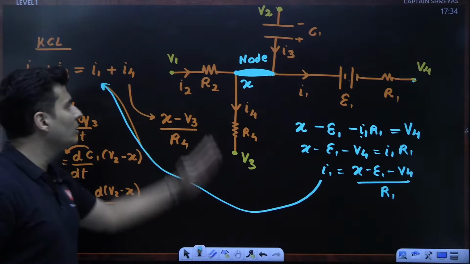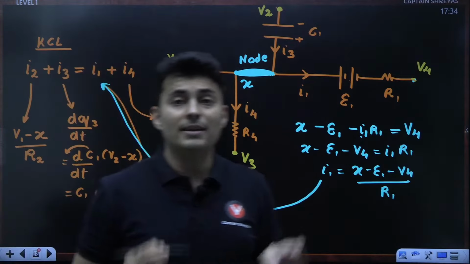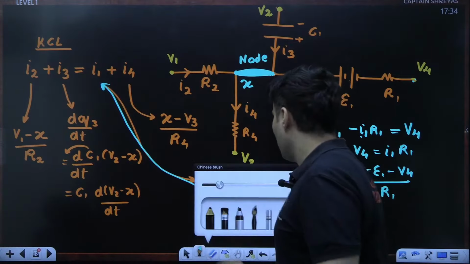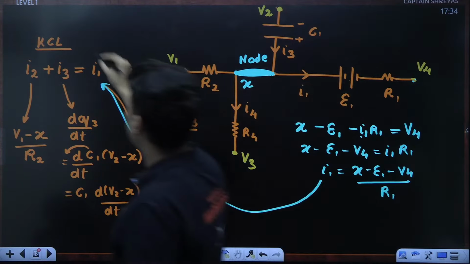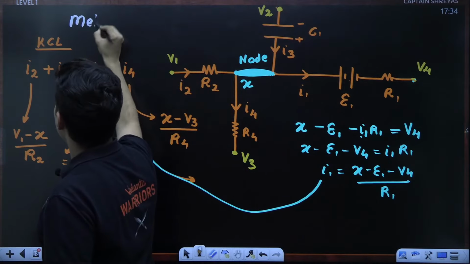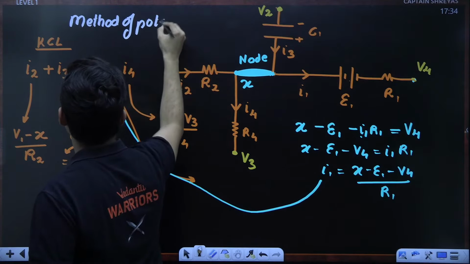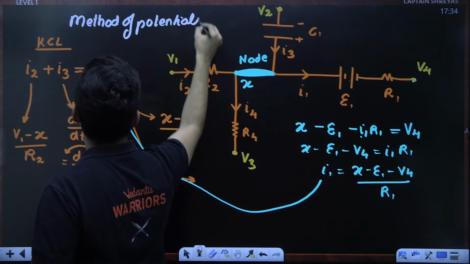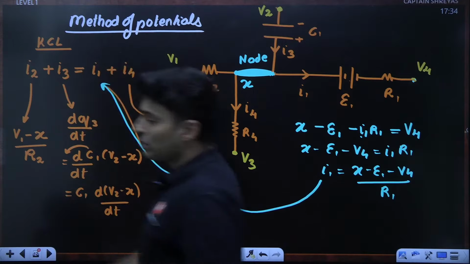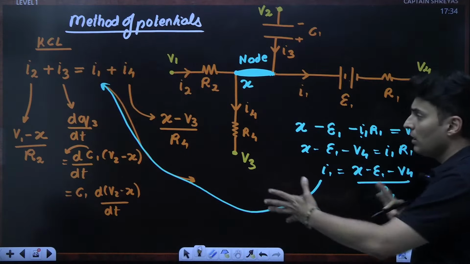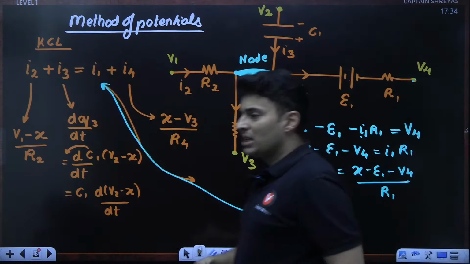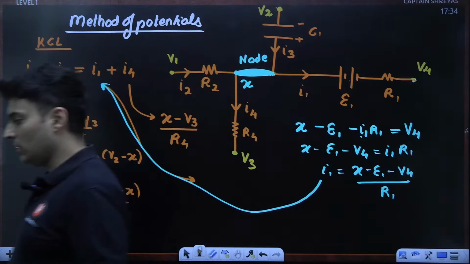So you can substitute all these things. This is called the method of potentials. Method of potentials, where you use Kirchhoff's voltage law, but you have marked the potentials and then try to solve it. That's all.